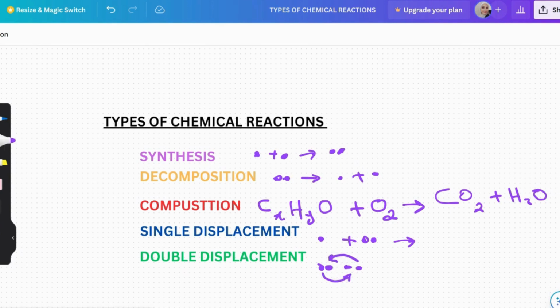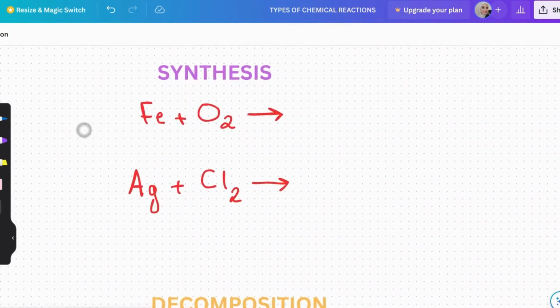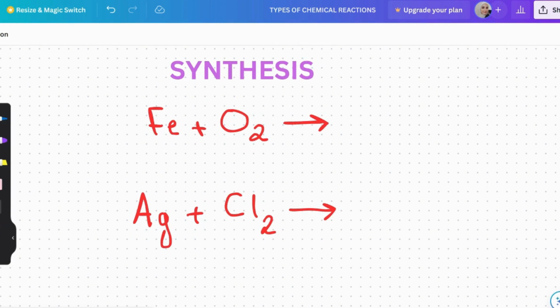Now let's go for the examples. Synthesis, the first one. Two elements. Oxygen is an element because it's a gas, so that's why we write it as diatomic, O2. Okay, Fe and O, two elements. They are going to combine, so you write FeO.